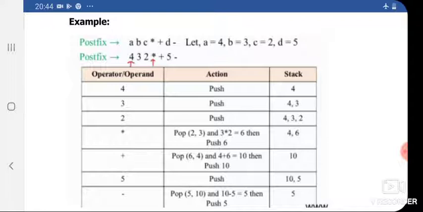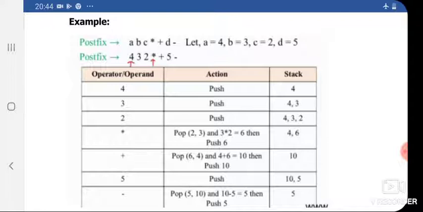So when minus, which is an operator, comes, I pop the first two operands, which are 5, which is S1, and 10, which is S2, and I perform 10 minus 5, which is equal to 5. Again I push 5 to the stack. So inside the stack there is only one value, 5.